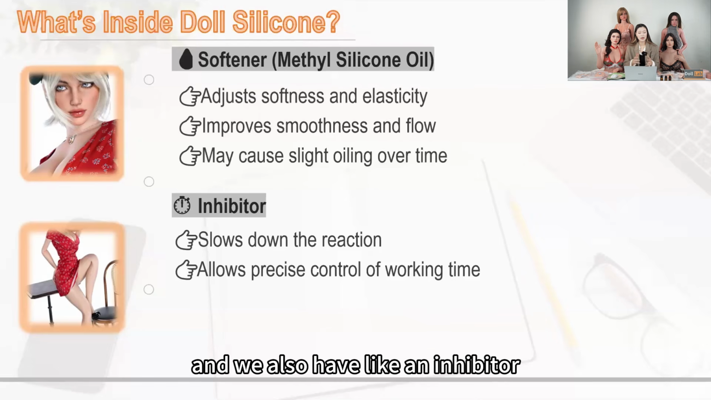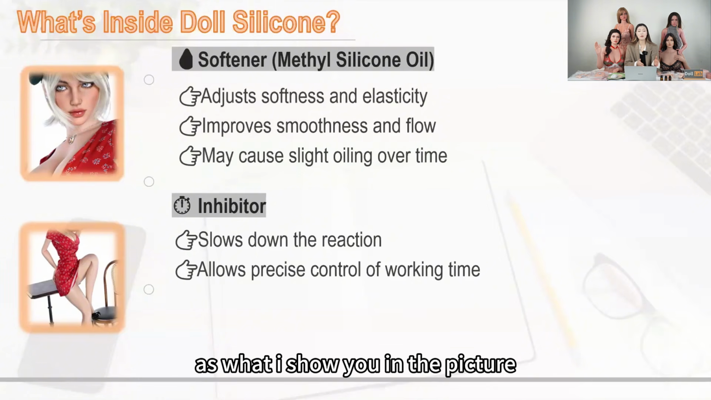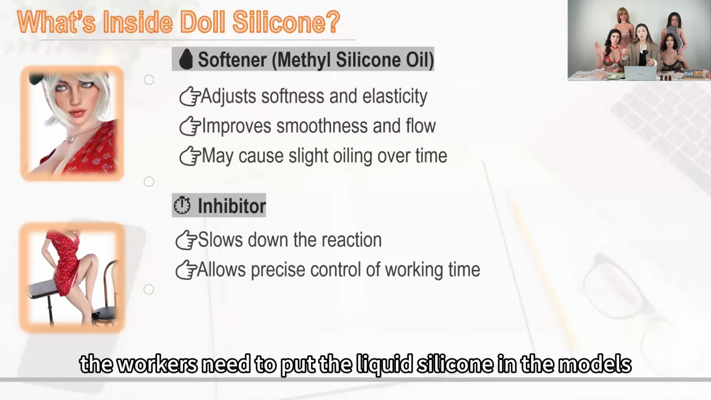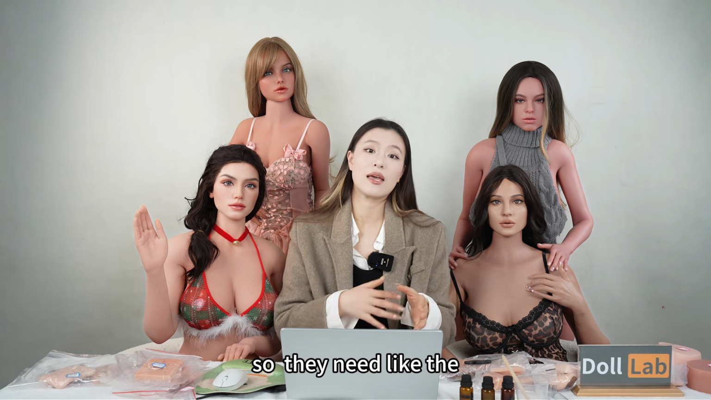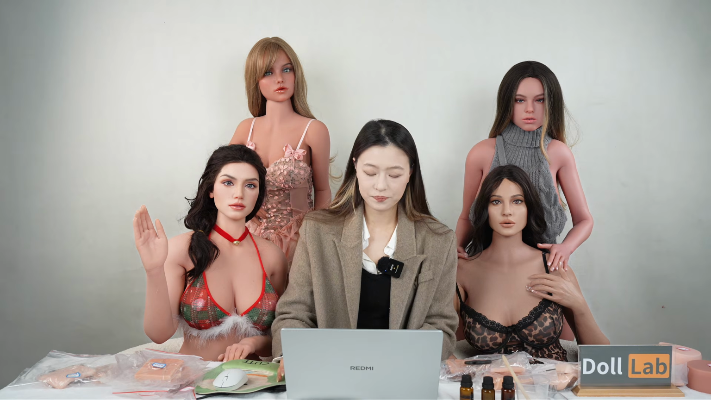And we also have an inhibitor. It can slow down the reaction and allows precise control of working time. As I showed you in the picture, the workers need to put the liquid silicone in the models, right? So they need precise time. They need to control the time.